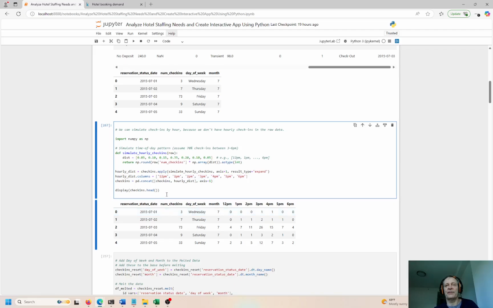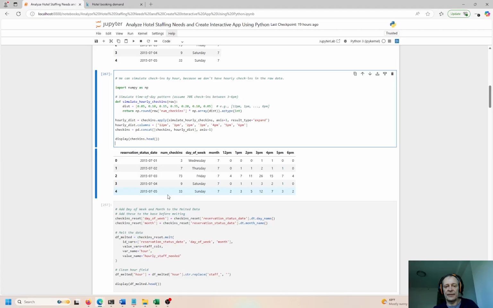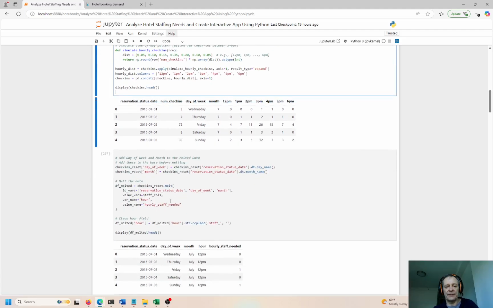That's a different type of exercise. You can have people checking into the hotel at 1 a.m. in the morning or midnight. That's not too common, so I'm not going to focus on that.